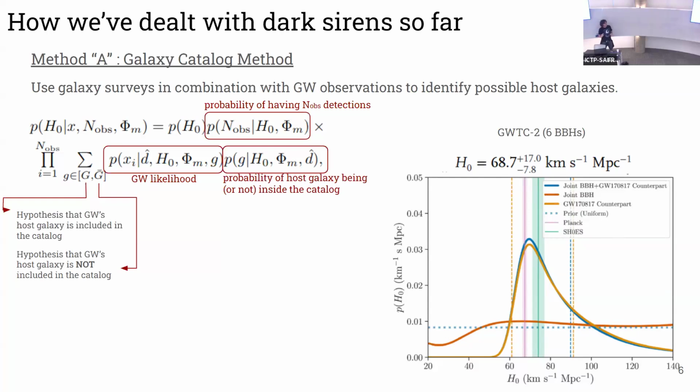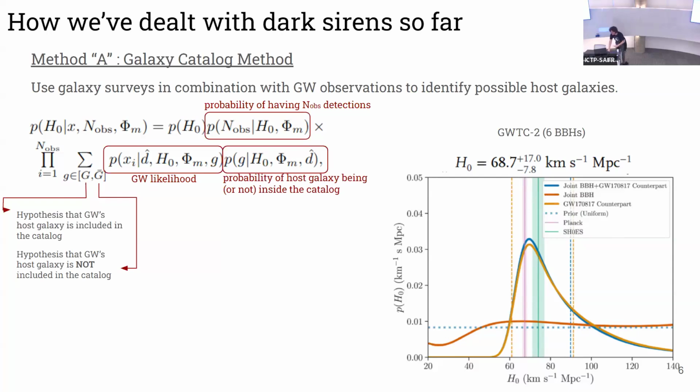The posterior on the Hubble constant, for example, is given by some terms in the front, which can be marginalized. But the interesting thing is inside that sum right there, in which you have the event likelihood by itself, coming from the LIGO pipelines, and then another term, which is the probability of a galaxy being inside of the galaxy catalog that you're using.